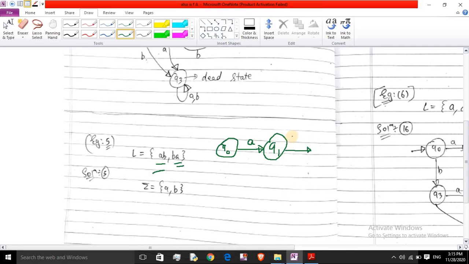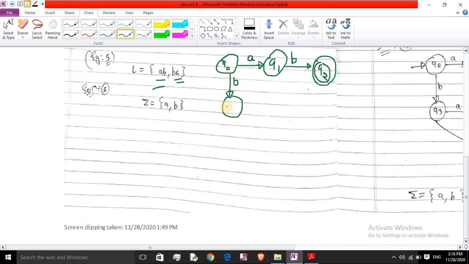So now look at here. On getting A, we will transit from Q0 to Q1. On reading the input symbol B, we get a transition from Q1 to Q2. Similarly, this will be our final state. Now look at here. On getting B, we are moving to the next state. Okay, let me scroll down here. We are moving to the next state.